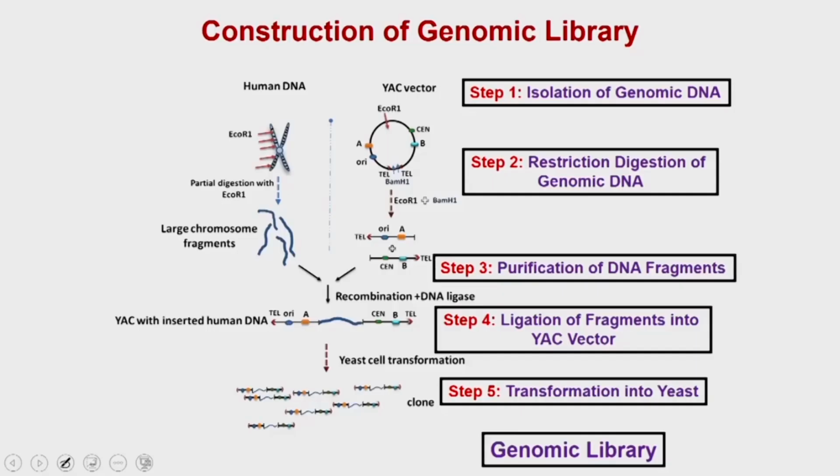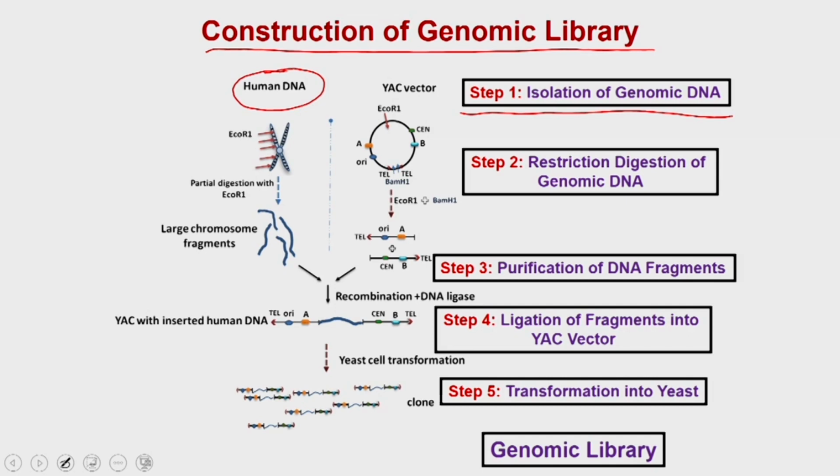So, the protocol for the construction of a genomic library, and I have taken an example of the human genome, is as follows. In step 1, you have to first isolate the genomic DNA from the particular human being for which you are interested in preparing the genomic library.